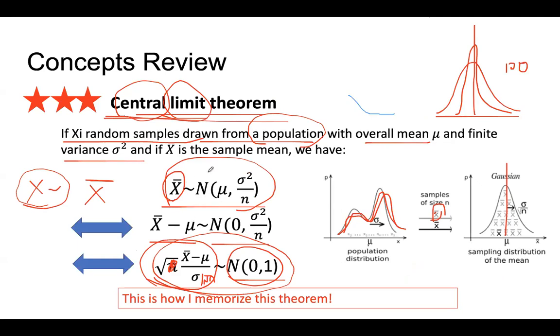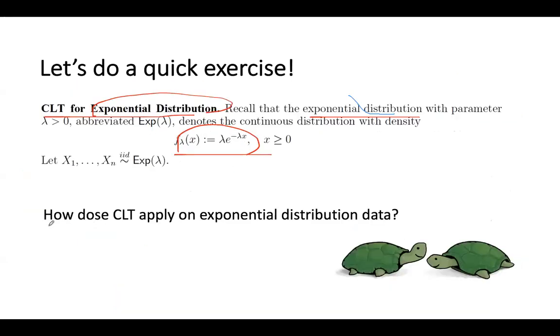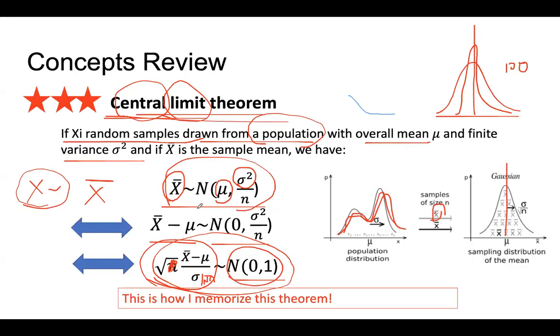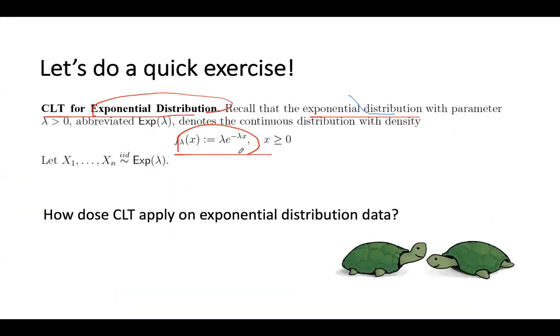Can you write down the formula like this? How do you calculate the mu and the sigma squared? That means how does CLT apply to the exponential distribution data? Your solution will look like this one, right? You just replace the mu and sigma squared. So the problem is how do you calculate the mean and the variance of the exponential distribution.